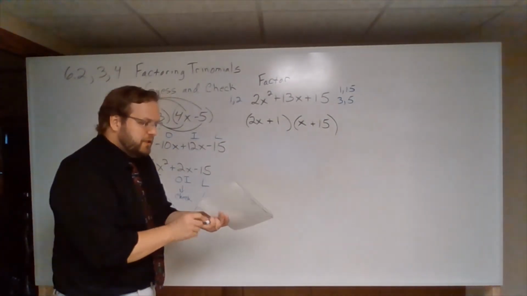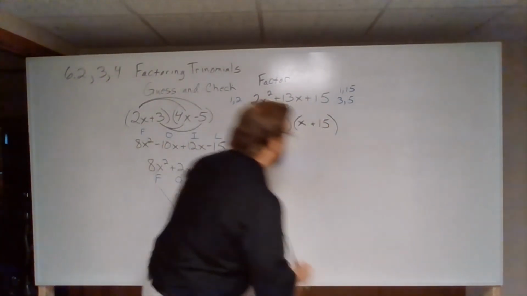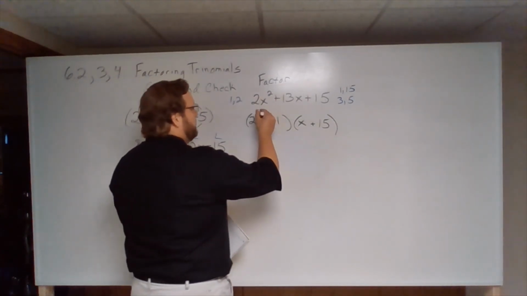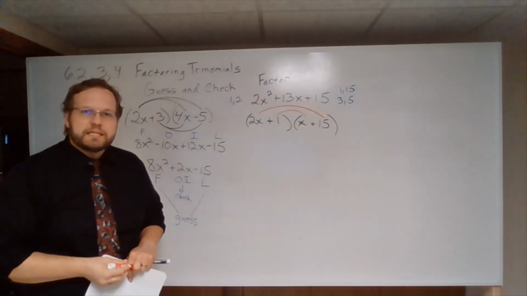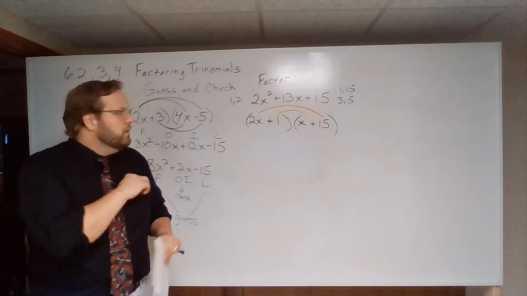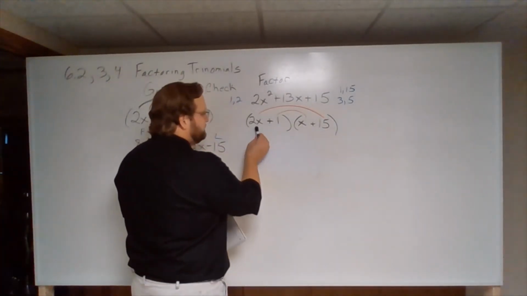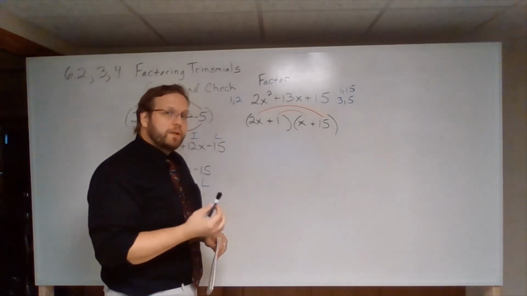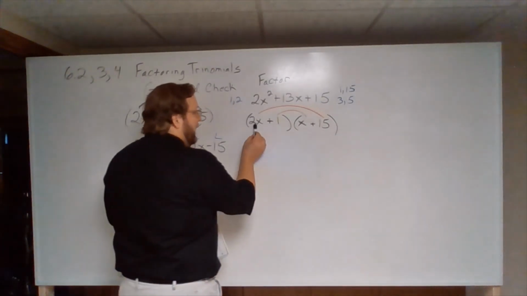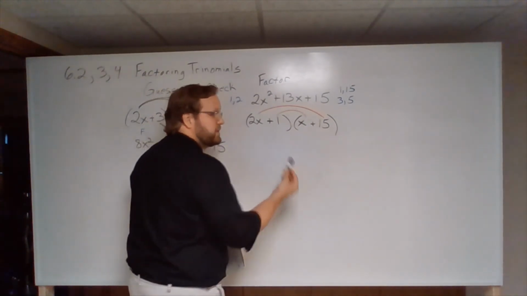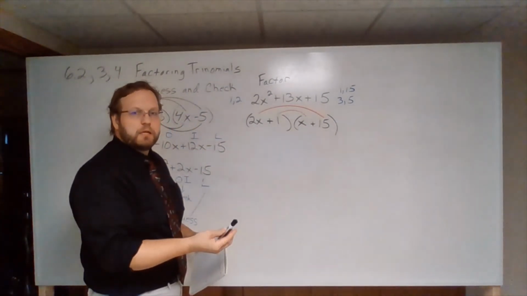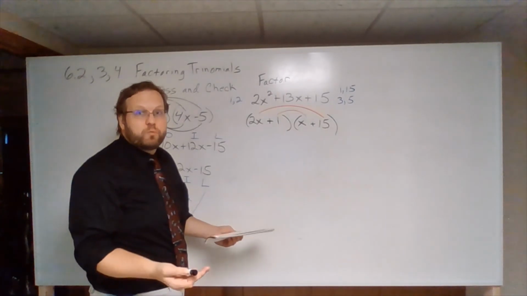Now, the only thing I need to check is if the outers and the inners give me that 13 I'm looking for in the middle. Okay, so if I try that, again, I'm only doing the O and the I of FOIL here. I've got 30x plus 1x. That's 31, not 13. That combination, that guess, didn't work.